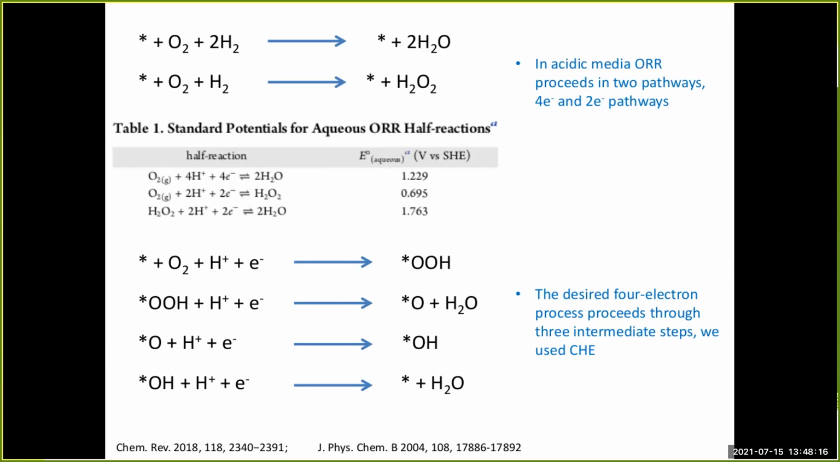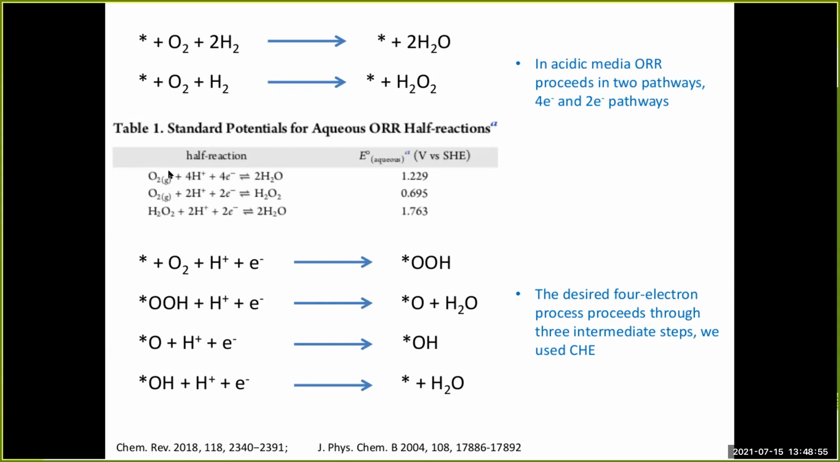We considered here the computational hydrogen electrode. In this mechanism, it proceeds in intermediate steps. Let us see what the intermediate steps are. Here star is the catalyst. It reacts with O2, protons, and electrons to produce the OOH complex in the first step. This OOH complex again interacts with a proton and electron to produce an oxo complex and water. Again, the oxo complex combines with another proton and electron to produce a hydroxy complex. This hydroxy complex again interacts with a proton and electron to produce water. So in these 4 intermediate steps, we are going to study how a molecular catalyst works.